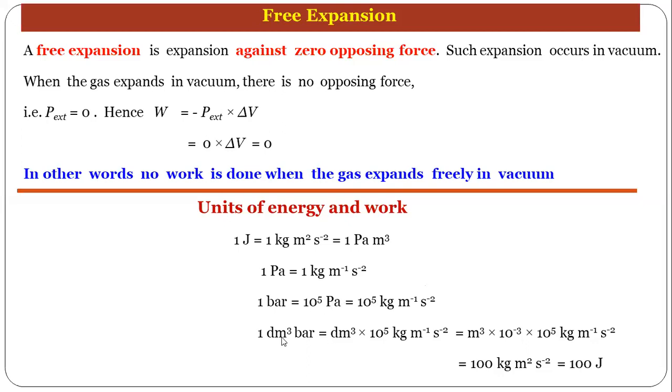Now I am coming to the dm cube bar. It is written here. Directly, I am coming to the final step. 1 dm cube bar is equal to 100 joules. Remember this one. And 1 joule is equal to 1 dm cube bar divided by 100. So these conversions we will see later, because we are using these conversions in the numericals also.